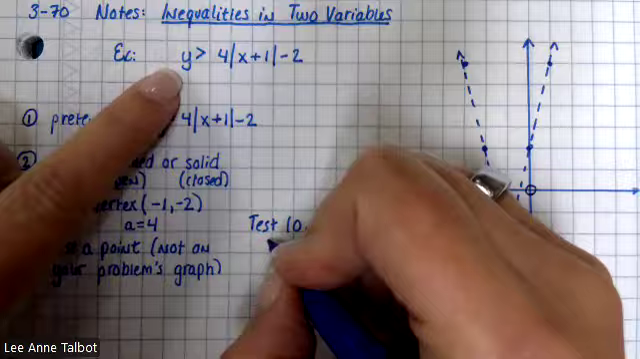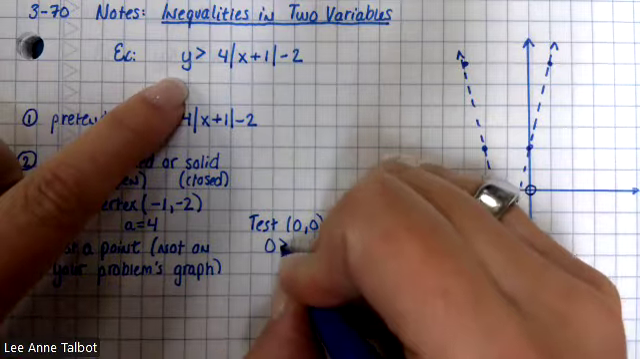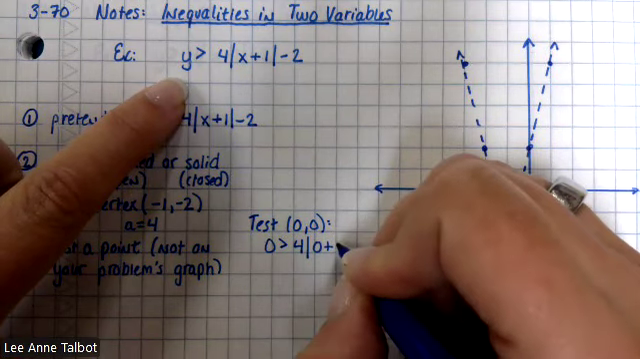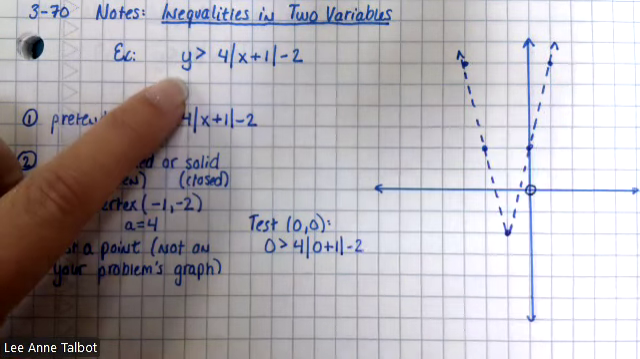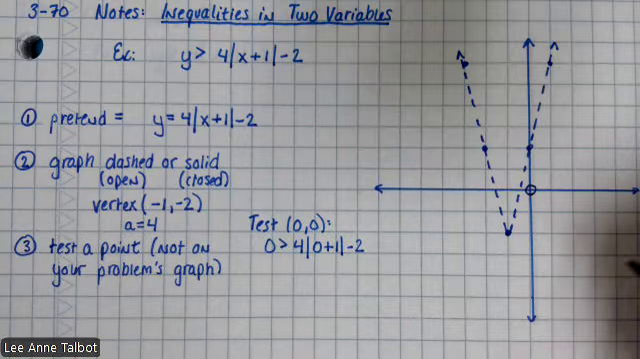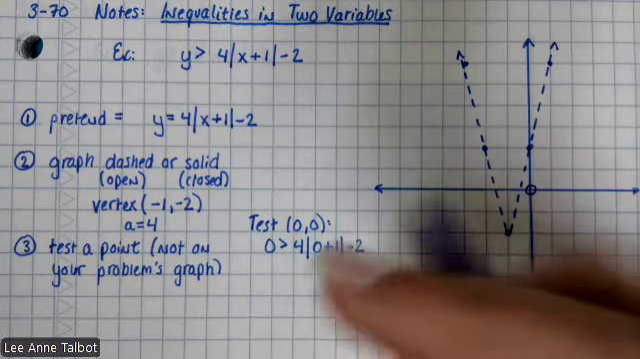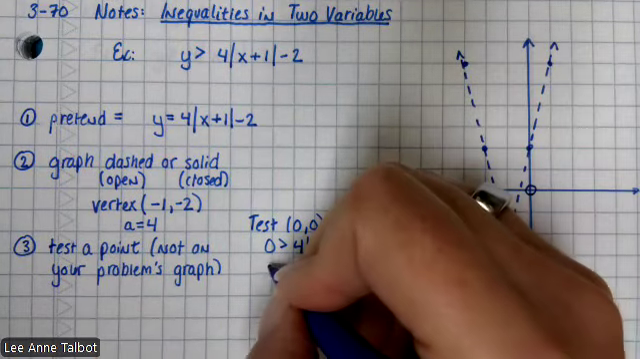Okay, so put it back into the original. 0 is greater than 4 times the absolute value of 0 plus 1 minus 2. We already tested this side with 0 earlier. That came out to be 2.